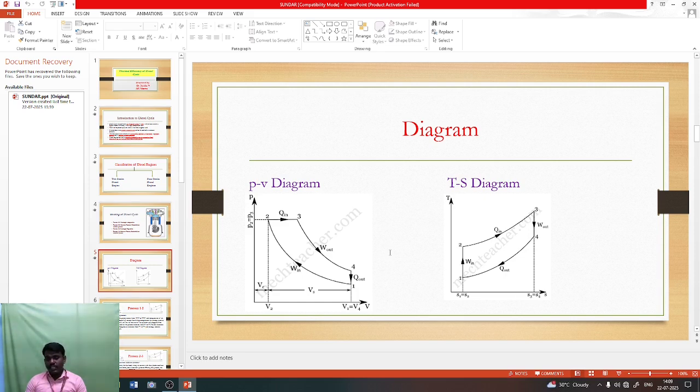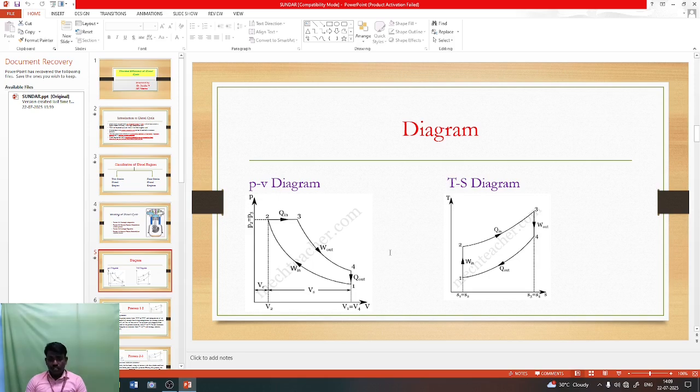Another diagram, the TS diagram. See here, the temperature-entropy diagram. Here we can see process 1 to 2 is the same, but in this diagram we can see the temperature variation. The temperature increases from 1 to 2, again from 2 to 3, then the temperature decreases from 3 to 4, and again it decreases from 4 to 1. So this is the PV and TS diagram for the diesel cycle.